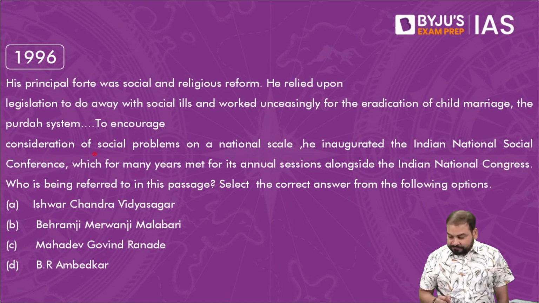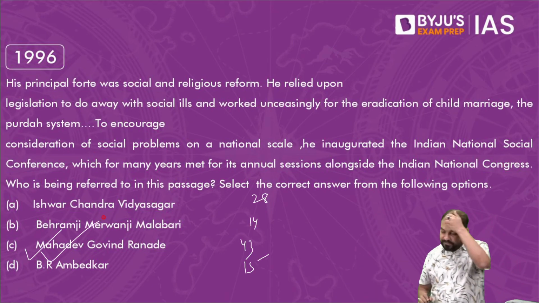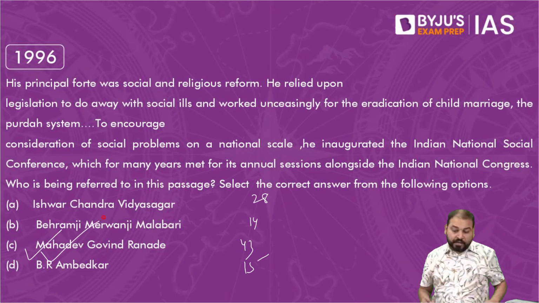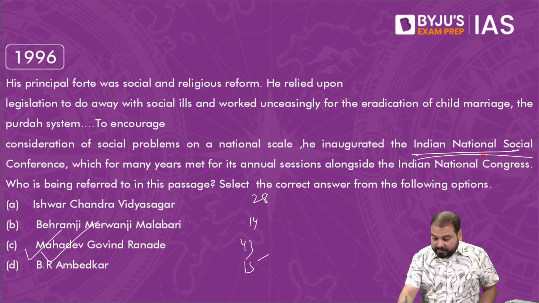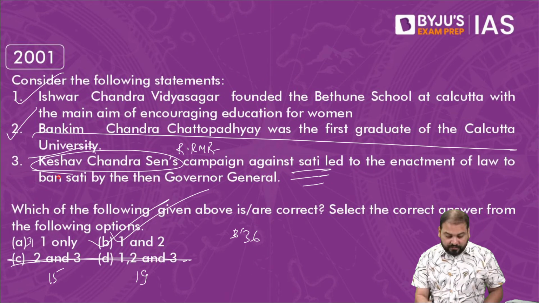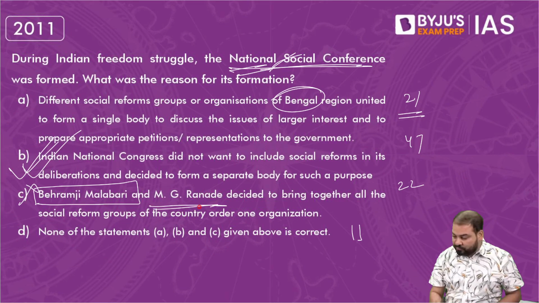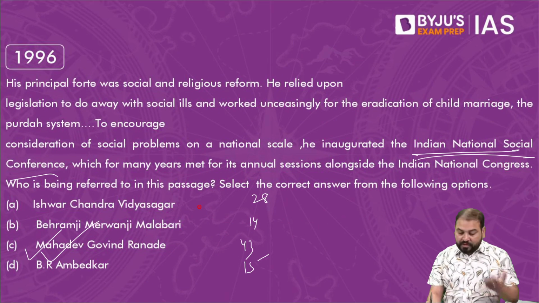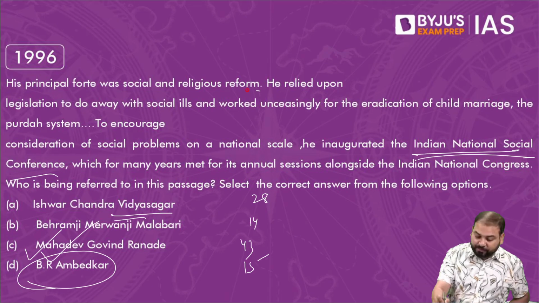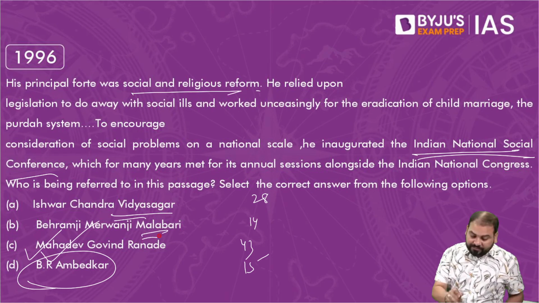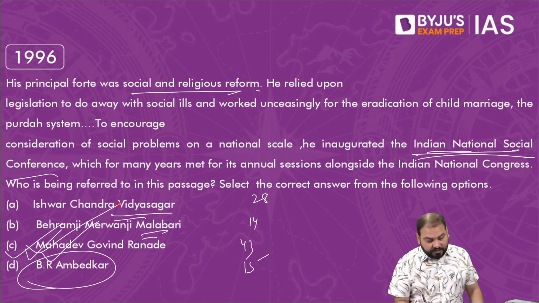30 seconds. No, Shreya. The correct answer is Mahadev Govind Ranade. We have studied, and if you all don't know this, please see Indian National Social Conference. Here also the same option was there. Same option. The thing is, Vidyasagar was not related to these. B.R. Ambedkar's principal forte was not this. Behramji Malabari was not involved with this. Just now I had said this. C is your answer.